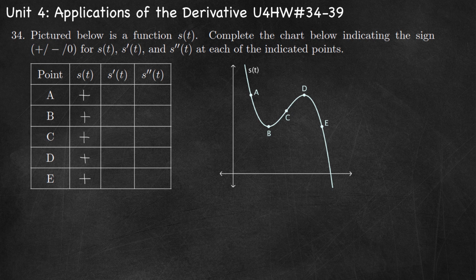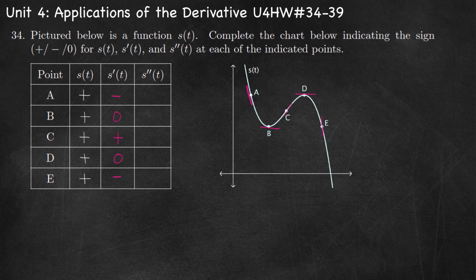Now what about s prime of t? So s prime is talking about the slope of s of t. At point A, we have a negative slope. At point B, the slope is 0. At point C, the slope is positive. At point D, the slope is 0. And at point E, the slope is negative.